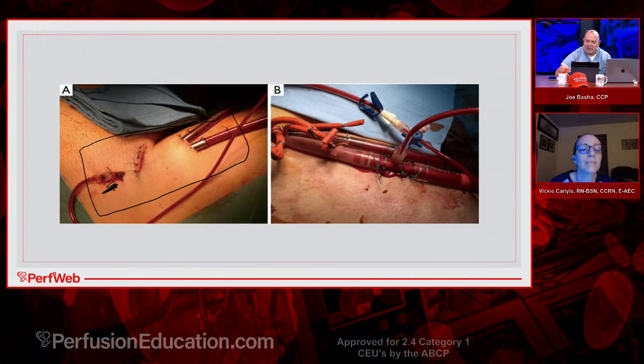But this river of blood that you see here turns into a torrent of blood at some point in time. And we end up packing this with Surgicel and dressings and pressure dressings and holding the heparin and trying to do all these things to try and control that bleeding.